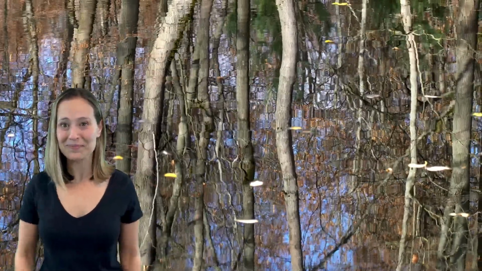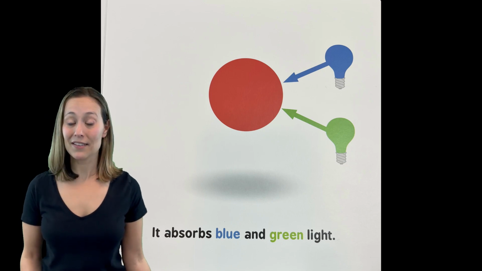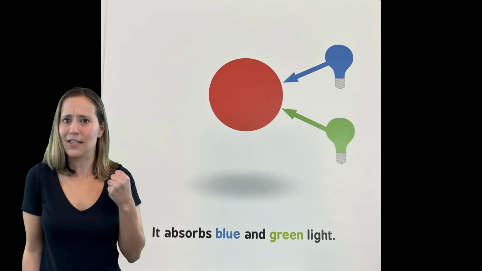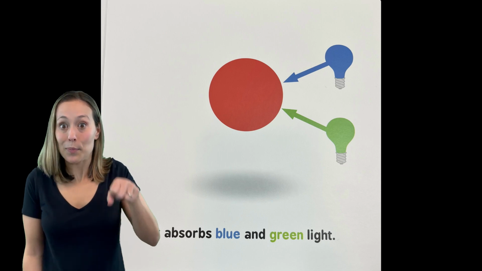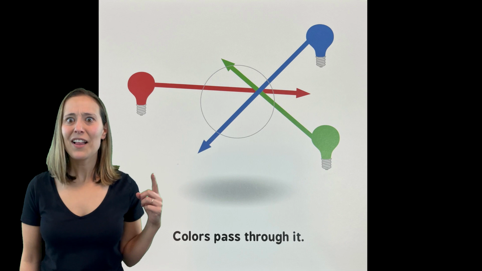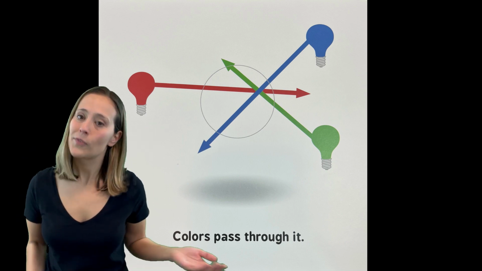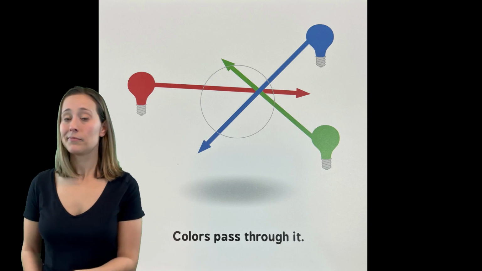So a reflection is when we can see something coming back at us, like our reflection in a mirror. Moving on, the red ball absorbs blue and green light. Absorbs means it sucks it in, kind of like a sponge absorbs water. This is a clear ball. Colors pass right through it. Pew, pew, pew. Those are the noises I make for Baby Silas.